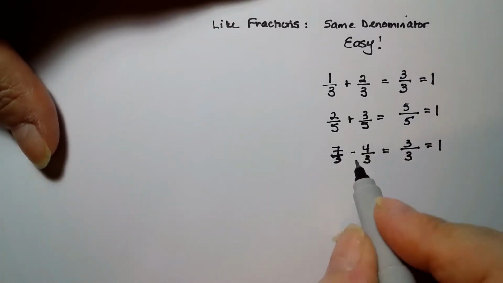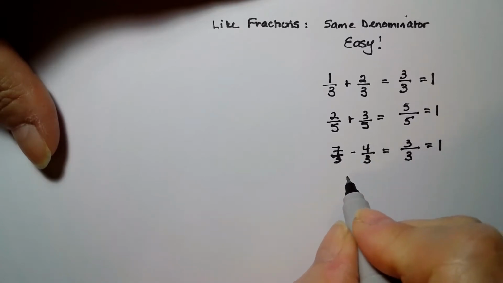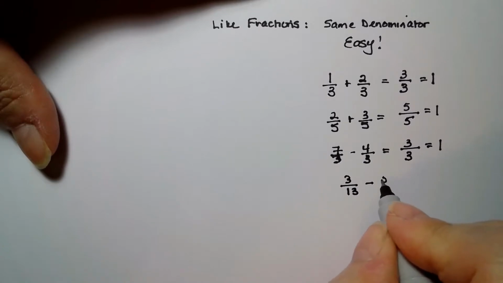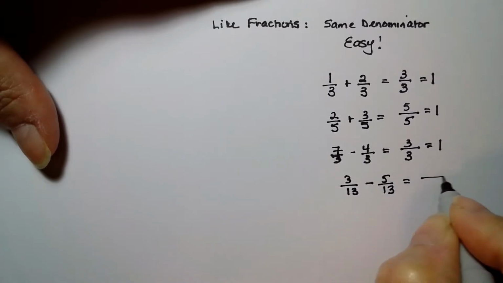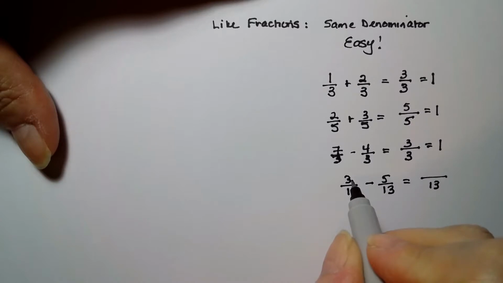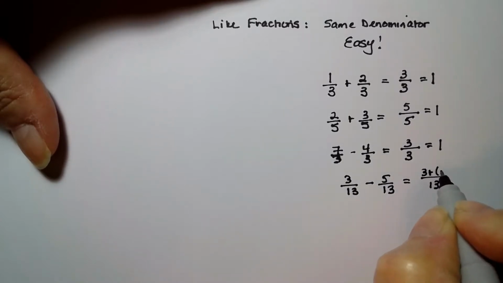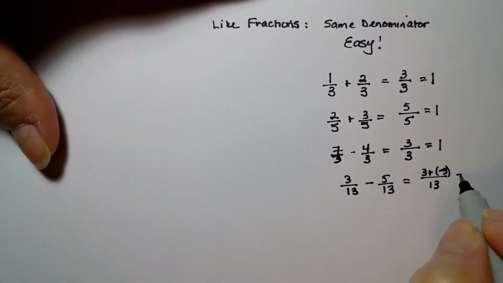Okay, so let's see. 3/13 minus 5/13. Okay, so the bottom's 13, and the top is 3 minus 5. Well, remember that's 3 plus a negative 5, if you want to do it that way. The signs are different, so you subtract, 5 minus 3 is 2, and you assign the sign of the bigger number. The bigger number is 5, and it's negative, so we make that negative.